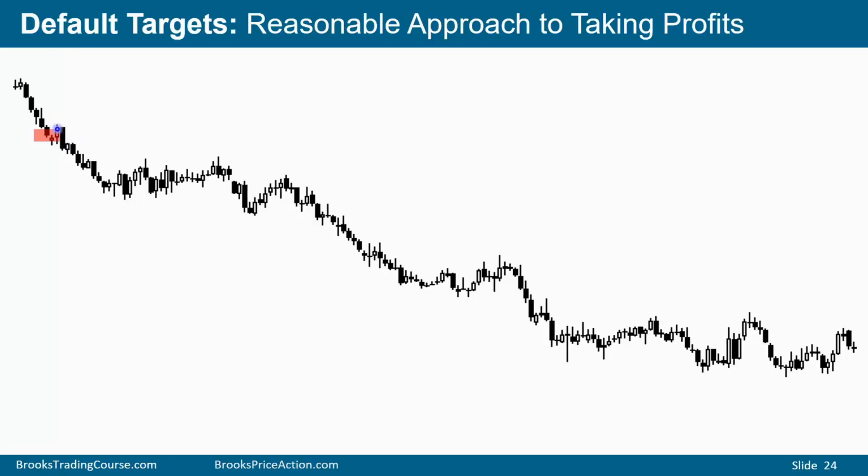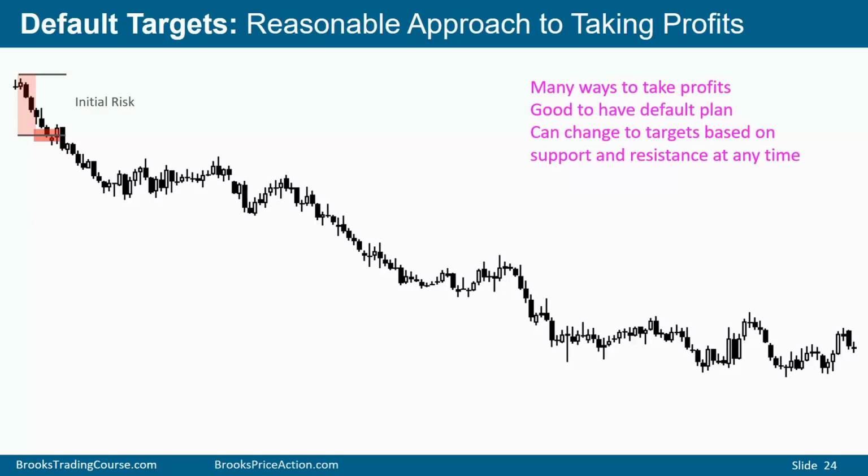Let's say you sold right here, your stop is above there. That's your initial risk, the height of that red rectangle. There are lots of ways to take profits, and none of them is perfect, but it's good to have a default plan, a basic plan that you use whenever you're not sure what to do. And you can change the targets based upon support and resistance or the momentum that the market has.